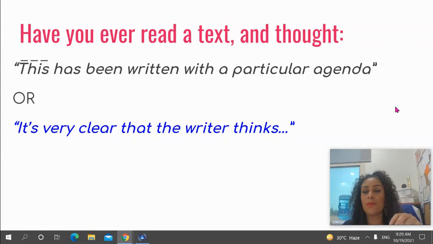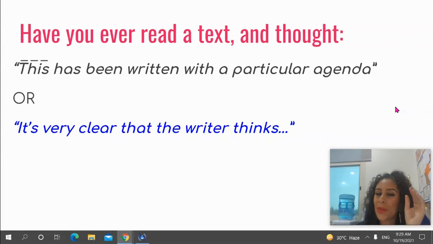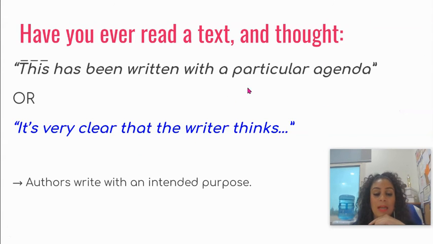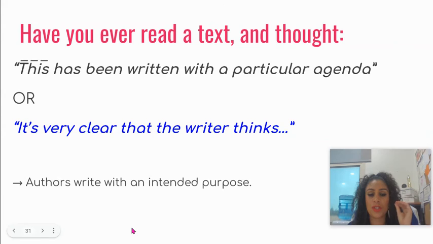If you've ever perhaps read a text before and been able to go, yeah, I know what they're trying to say here, or I know what they're trying to get me to believe, then basically what that means is that you understand that authors write with an intended purpose. Any author is always going to write with a particular agenda in mind. They never just sit down and write for fun.